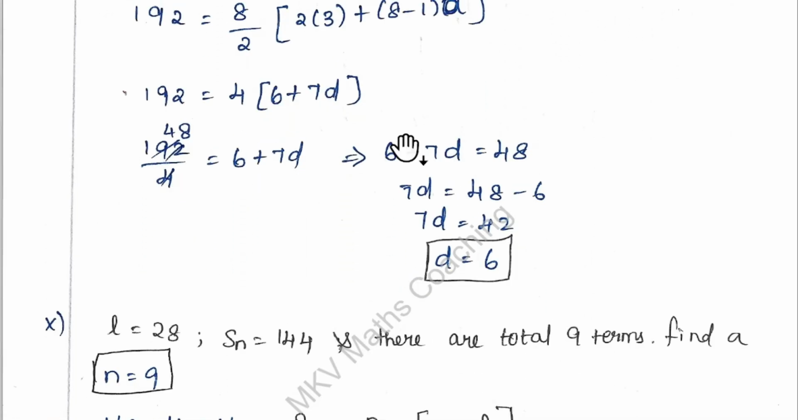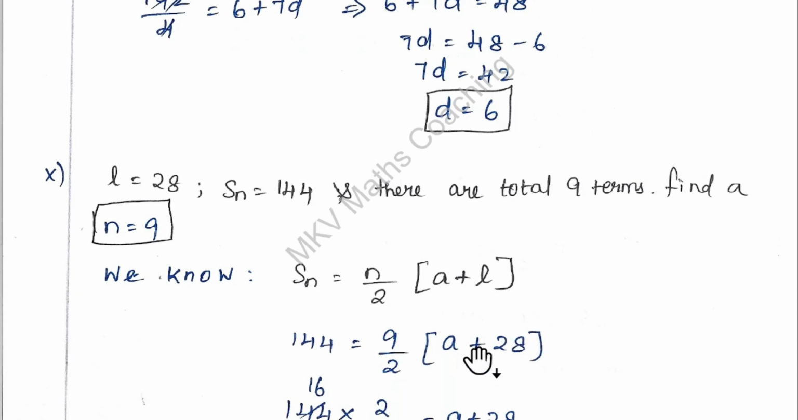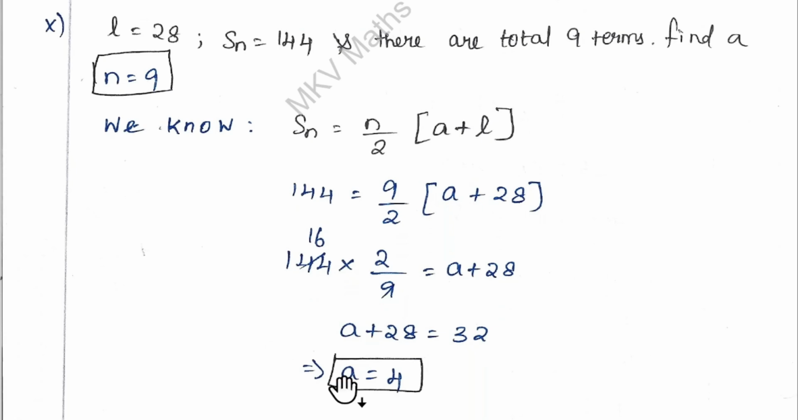And the 10th one is also very easy. You can try for yourself. l is 28, Sn is 144, n is given. Can you check out which formula works to find a? The last formula, Sn equal to n by 2 (a plus l), will work out, right? Since you wanted to find the a value, l is known, n is known, and Sn is known. So I can just take the shorter formula to make the calculation easy. Okay, just substitute. I am getting a value as 4.